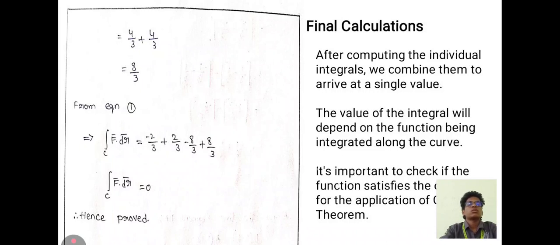We can substitute all the values in equation 1. The integral over C of F̄·dr̄ is equal to -2/3 + 2/3 - 8/3 + 8/3. We can cancel the values and we get the integral over C of F̄·dr̄ equal to 0. Therefore, hence proved.